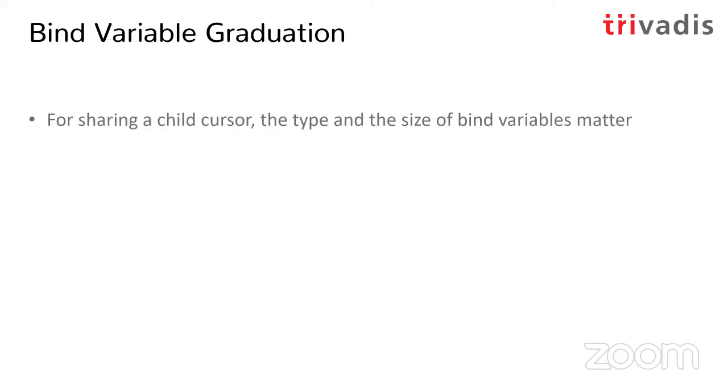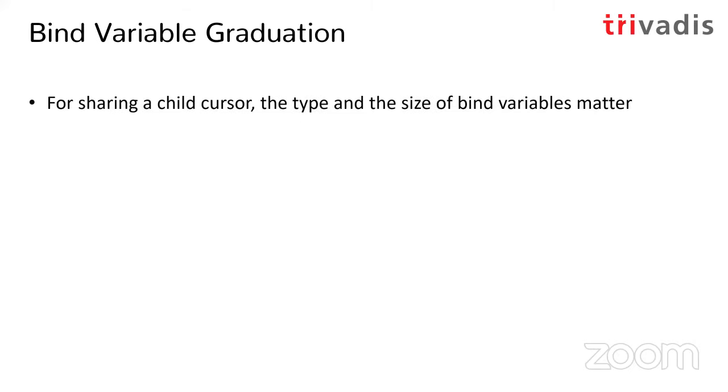Before that, I would like to discuss bind variable graduation. What is bind variable graduation? Basically, for sharing a child cursor, the bind variables are important. They are part of the execution environment. So the type and the size, especially the size of the bind variables, matter.